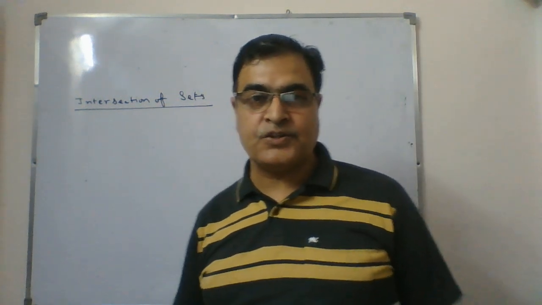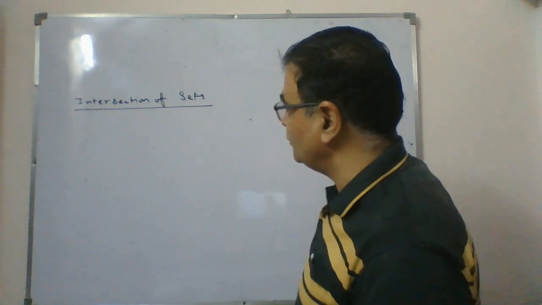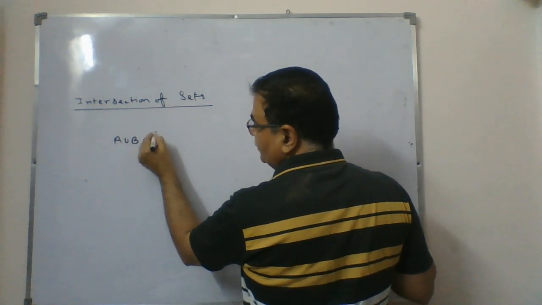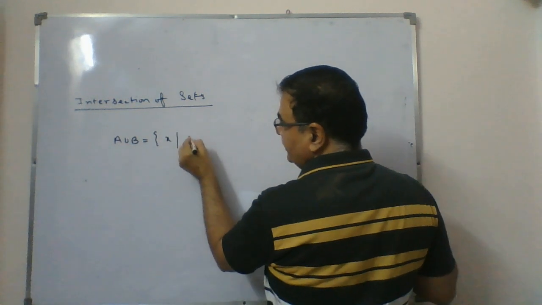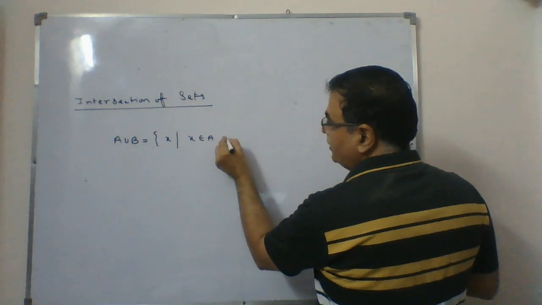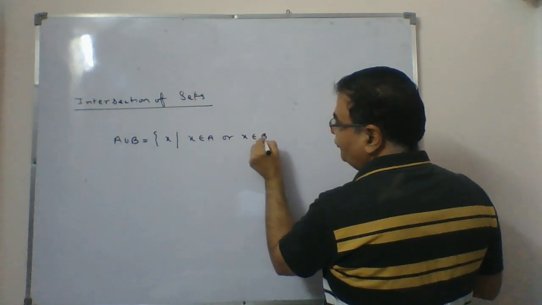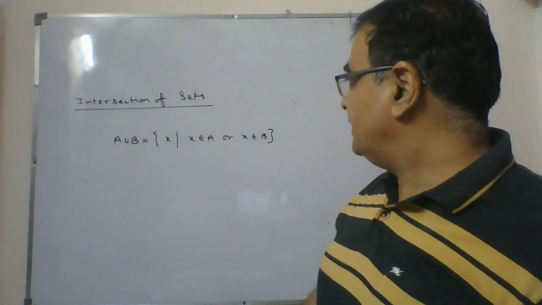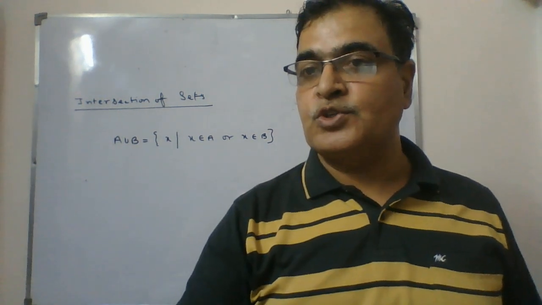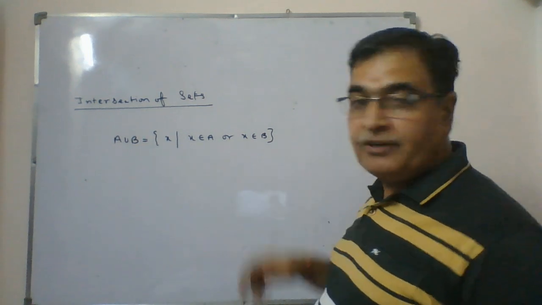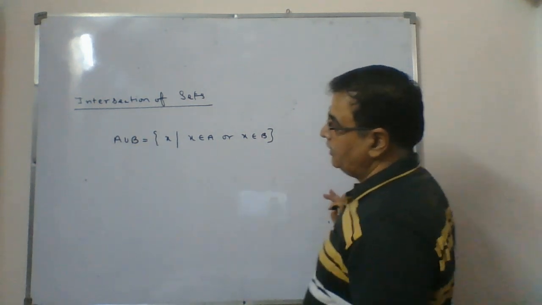Yes, now in the last video I have done what is A union B. Let me just revise it. A union B, I told you, is the set of X where X is an element of A or X is an element of B. So A union B, we have done this condition. Now one more thing we can write here.